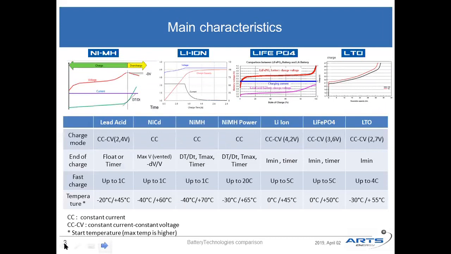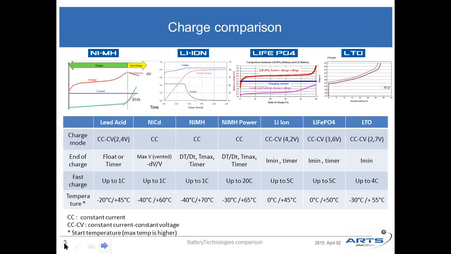Now we will speak about the charge. The charge on the different technologies is different. In fact, you have two families. The first family is mainly charged with constant current, nickel-based technology, for example, and one family is charged with CCCV, that means constant current and constant voltage. This is the main characteristic.